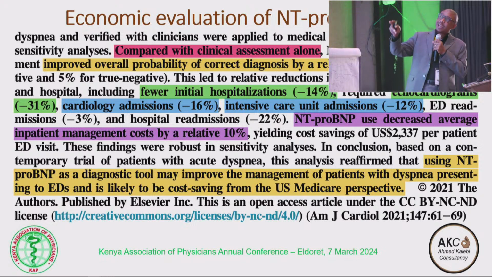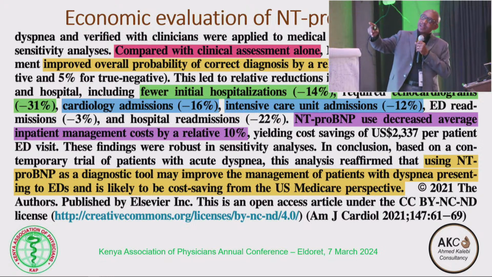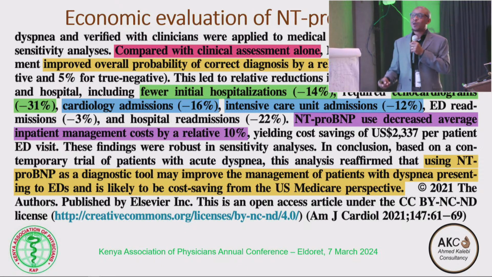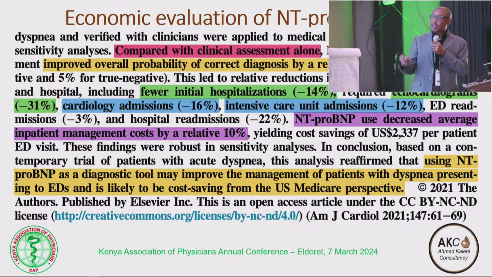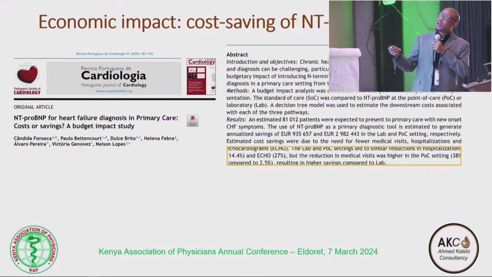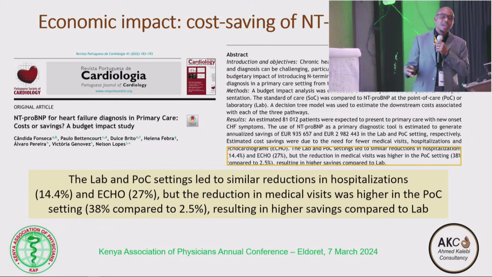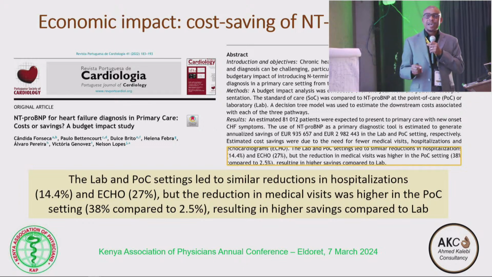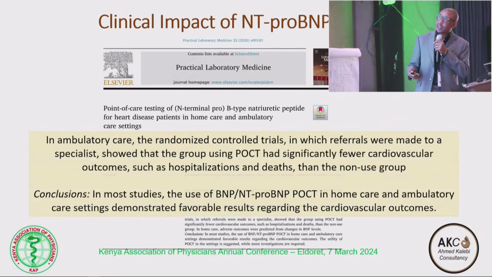And they compared clinical assessment alone with proBNP. And it has led to decreased hospitalization, decreased admissions, better outcomes, and cost saving. There's another one as well, looking at cost saving of proBNP, that if you look at point of care and lab, both of them will lead to reduced need for hospitalization, for echo and the rest. But when you're looking at point of care, it leads to higher cost saving, because you are able to attend to the patient at that particular point. I think that's my second last slide. This is another paper which just came out recently as well.